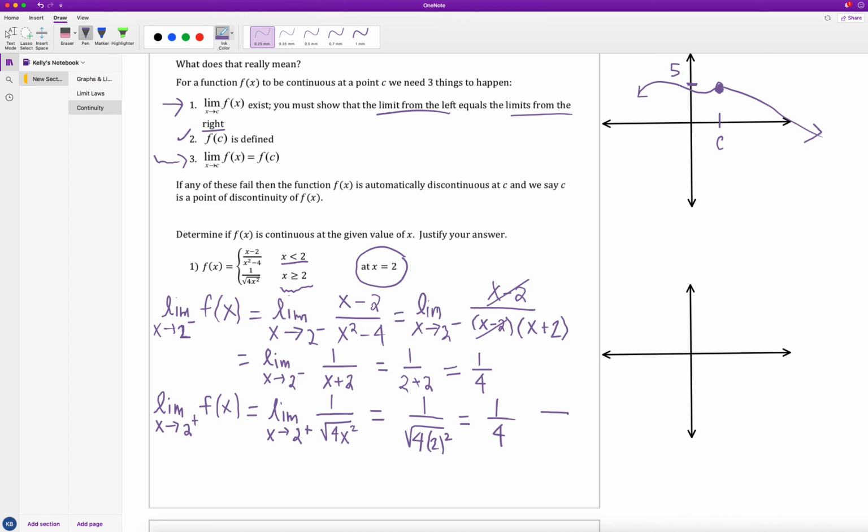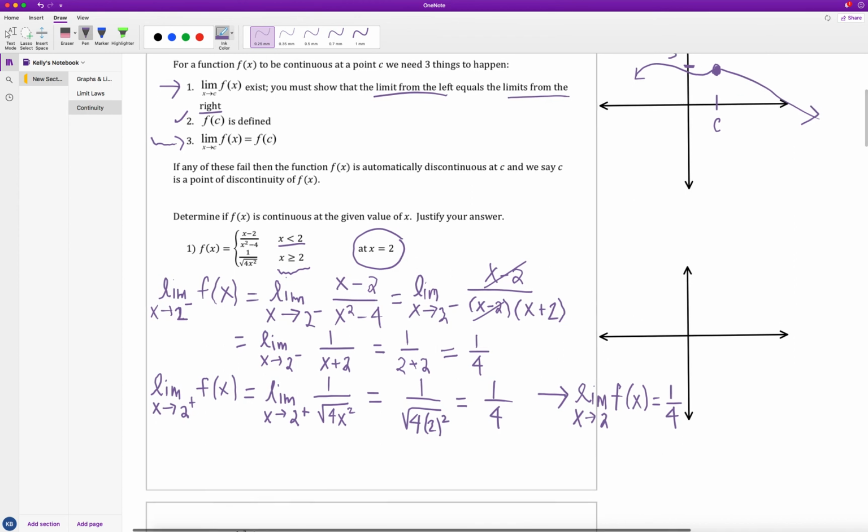What this tells me is that the limit as x approaches 2 overall, so the overall limit of f of x, is going to be equal to 1/4 then. I don't know yet if this function is continuous or not. All I have proven so far is that because the limit from the left equaled the limit from the right, the overall limit, so the limit as x approaches 2 of f of x, is then equal to 1/4. That is not enough to say that the function is continuous yet.